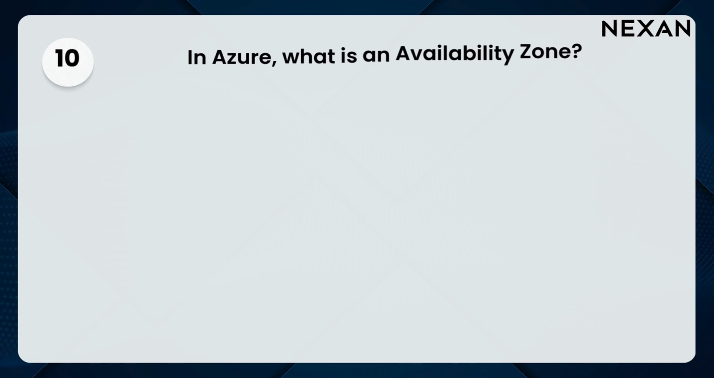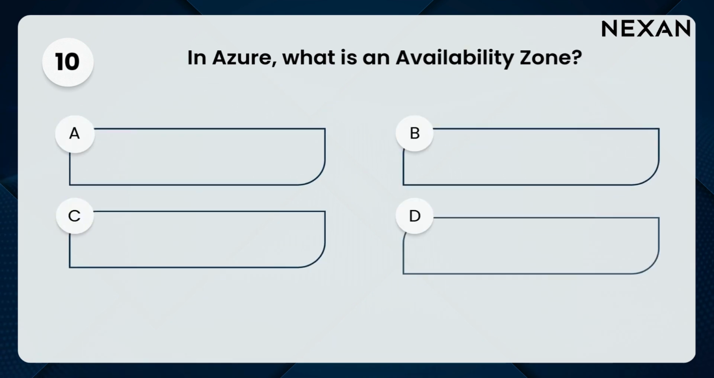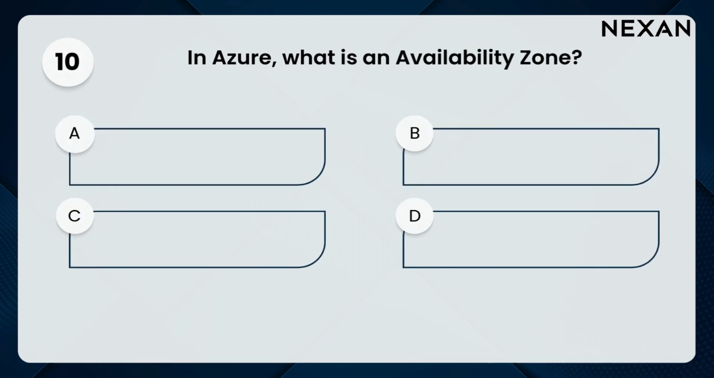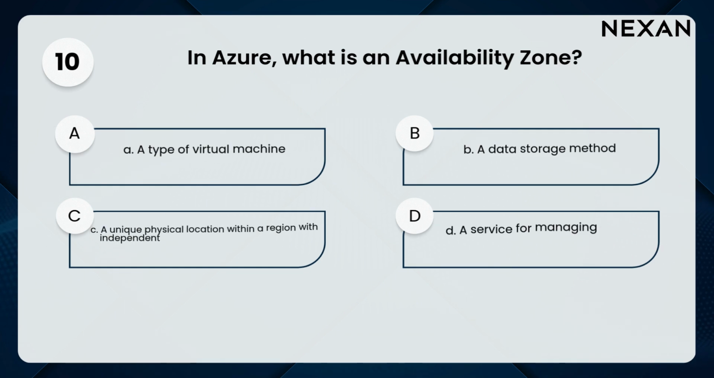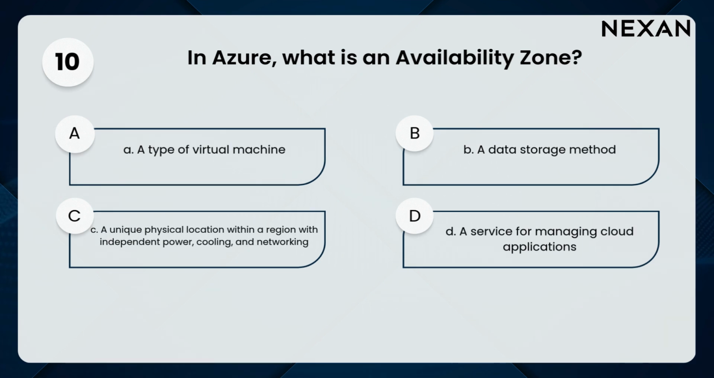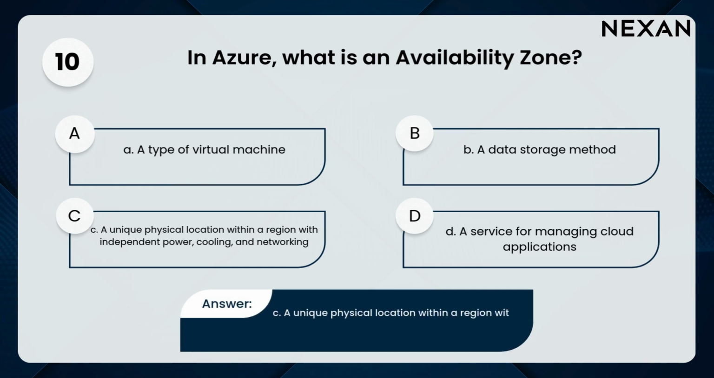10. In Azure, what is an availability zone? A. A type of virtual machine. B. A data storage method. C. A unique physical location within a region with independent power, cooling, and networking. D. A service for managing cloud applications. Answer: C. A unique physical location within a region with independent power, cooling, and networking.